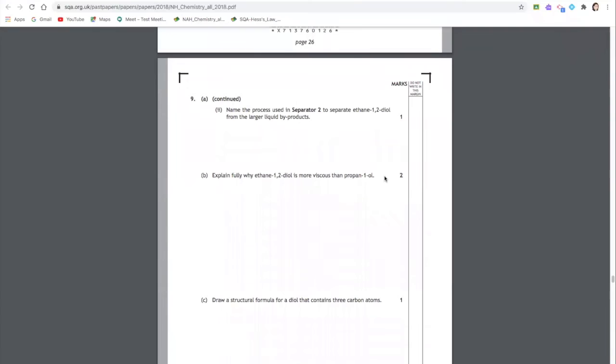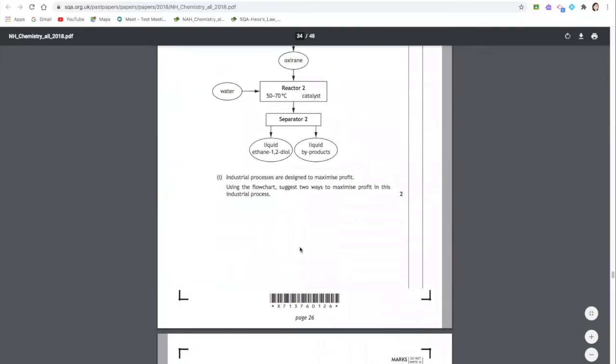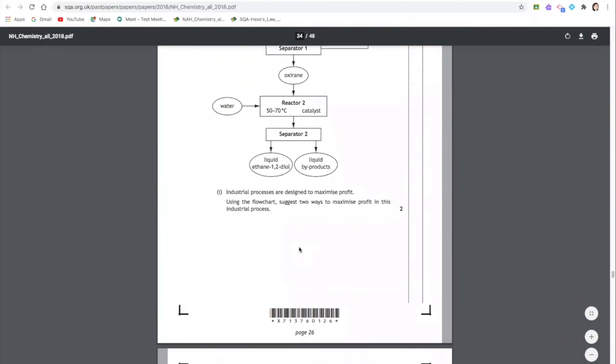Main process used in separator 2 to separate ethane 1,2-diol from larger liquid byproducts. So because you're separating liquids, that would be distillation. Anytime you're separating liquids, it's a distillation process.